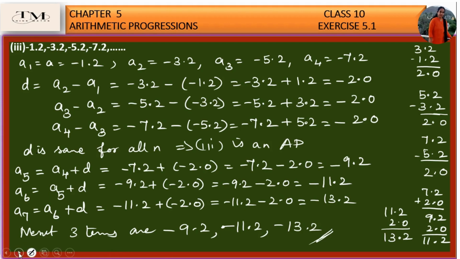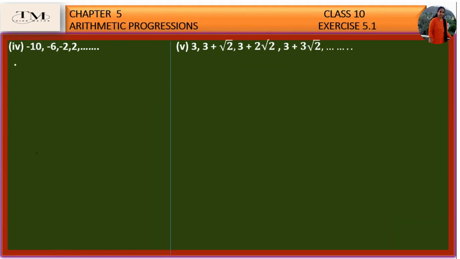Okay. Next problem, the fourth one. Here the first term is minus 10. The second term is minus 6. The third term is minus 2. The fourth term is 2. So D is equal to A2 minus A1.